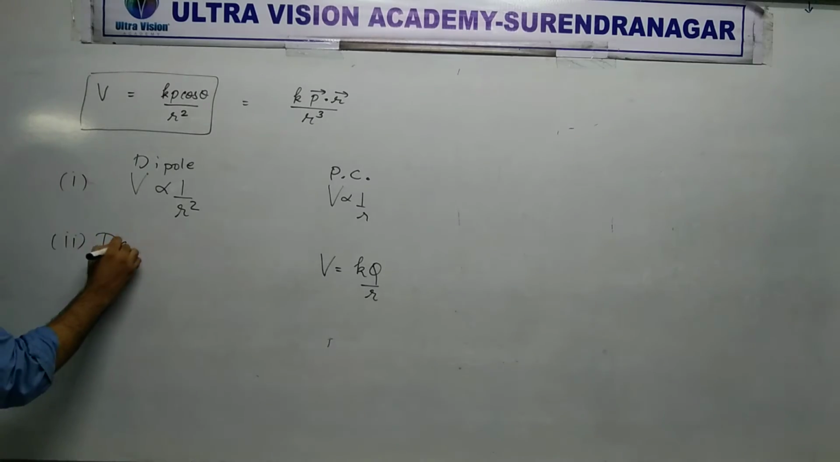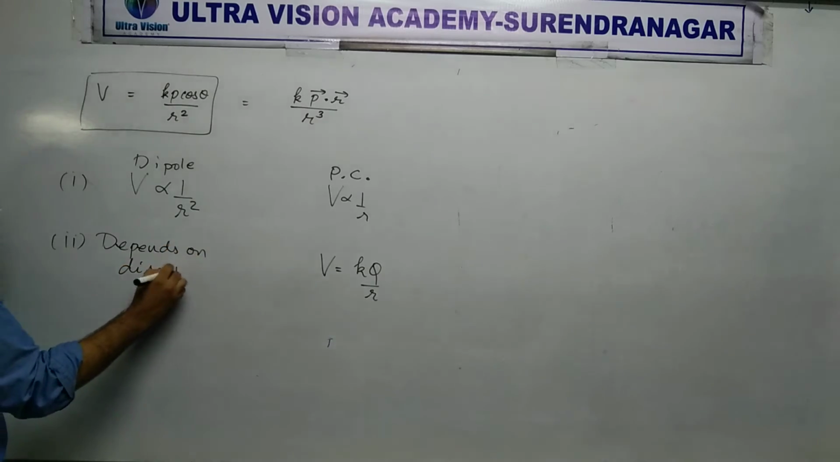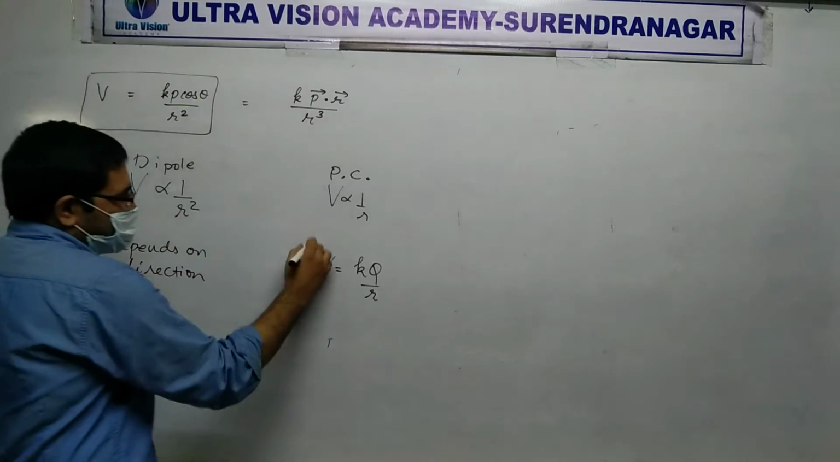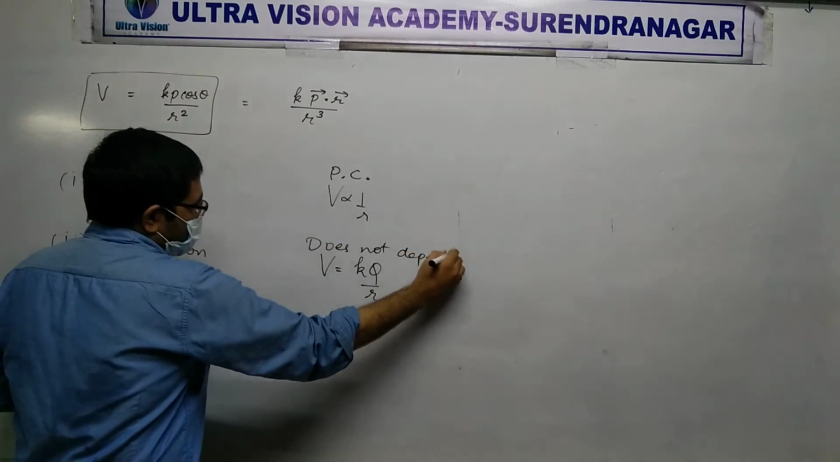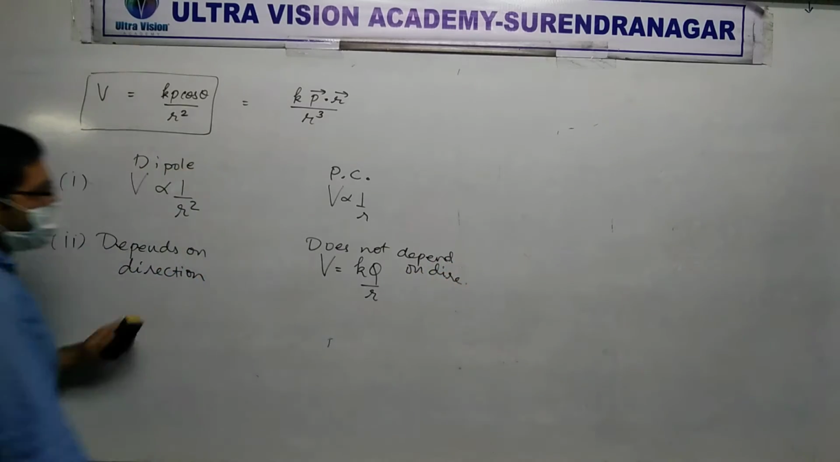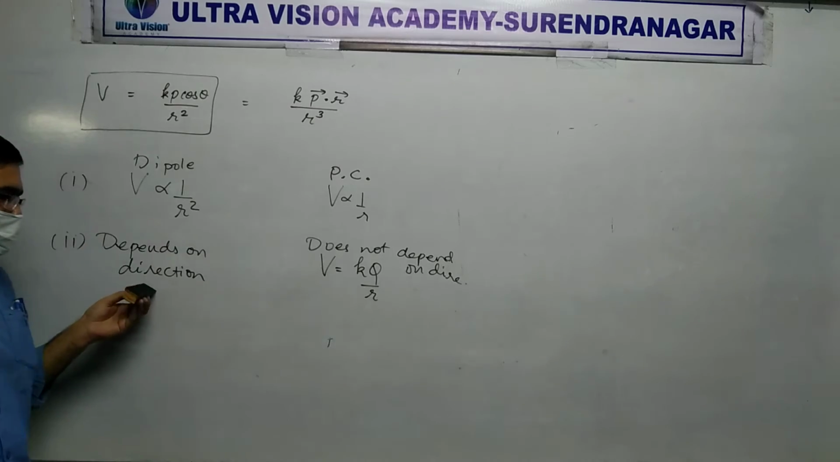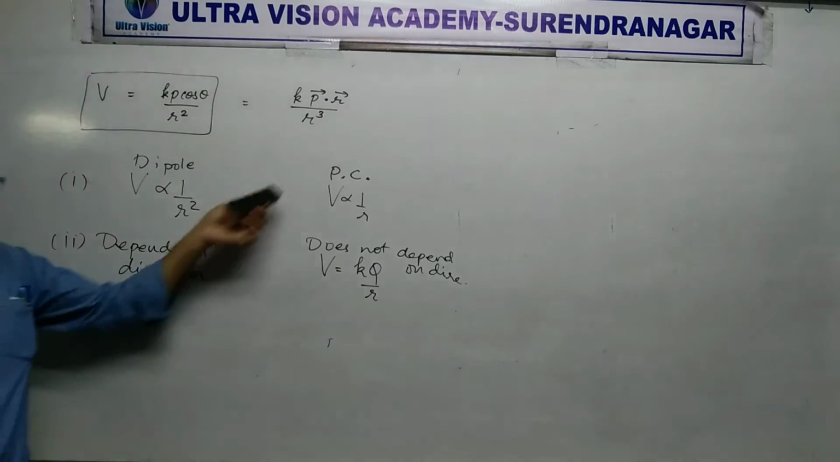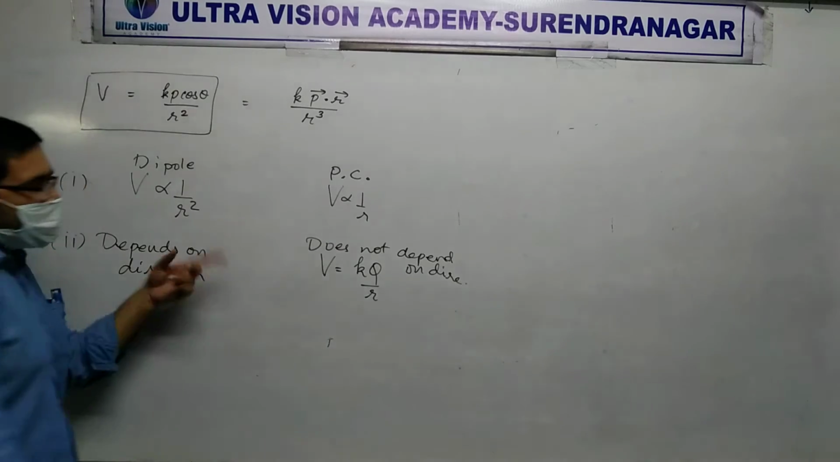So just write it here. Depends on direction, and for a point charge it does not depend on direction. So I hope you understood how they are different. For a dipole, electric potential depends on direction, but for a point charge it does not depend. Do you understand? Shall I erase it now?